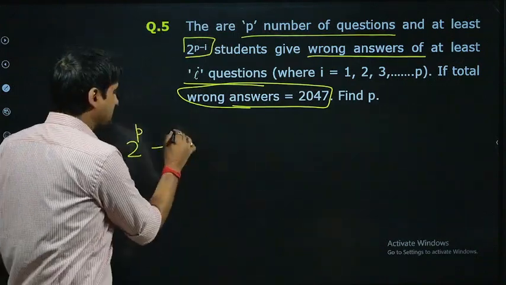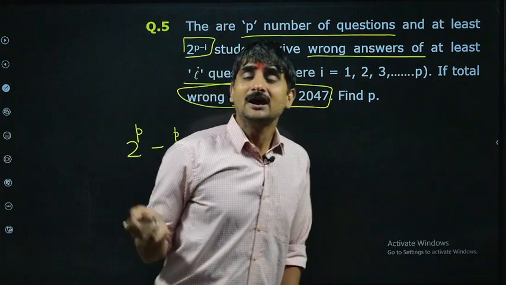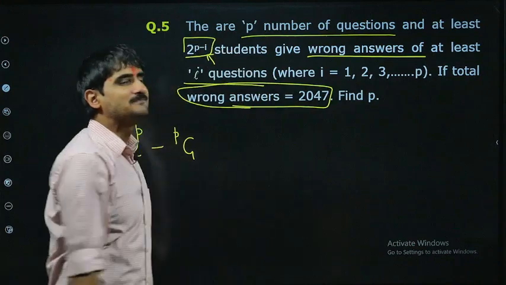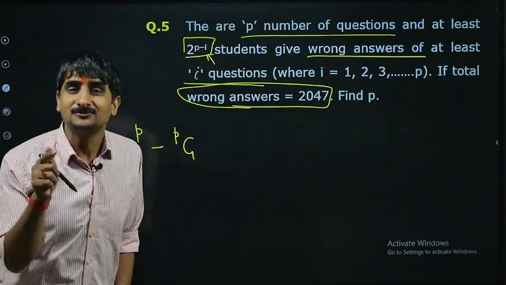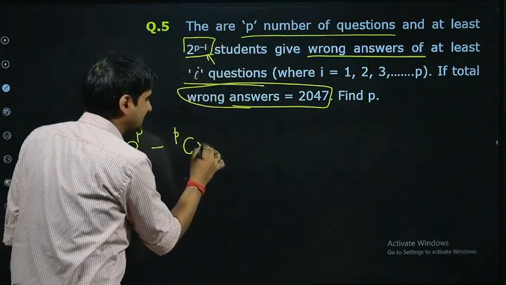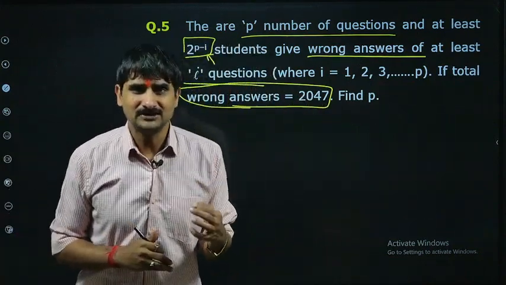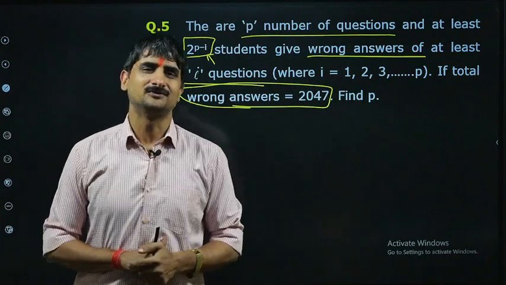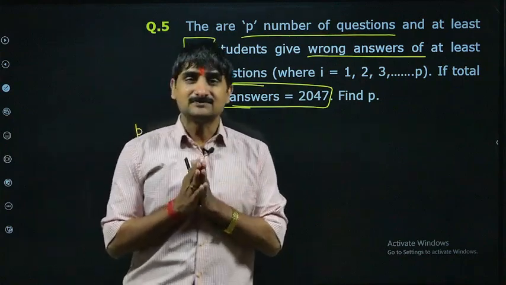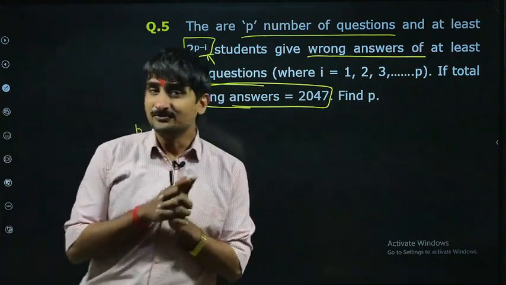So PC1, when at least one question is wrong. And how many students are going to attempt it wrong is 2 raised to the power p minus I. So see, let's say if I ask you the number of ways in which at least one question goes wrong, how many students are attempting at least one question wrong is 2 raised to the power p minus 1.